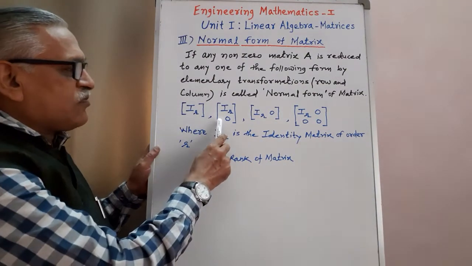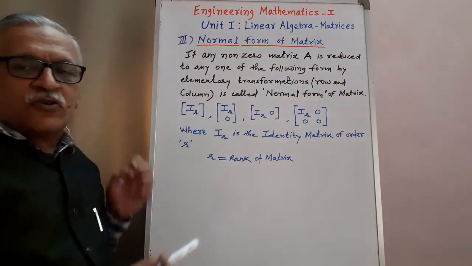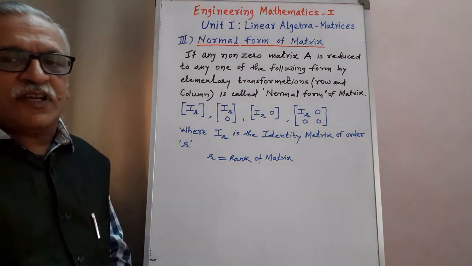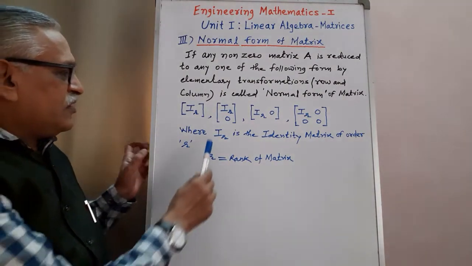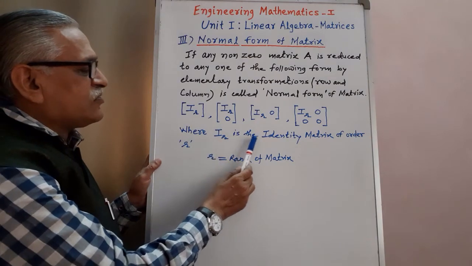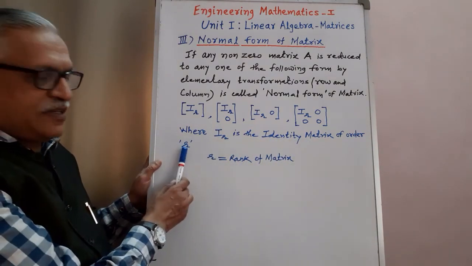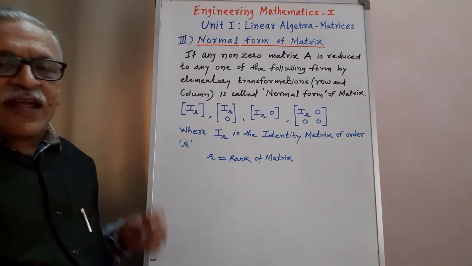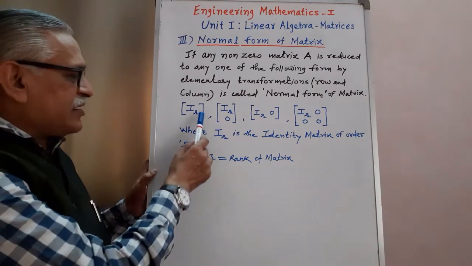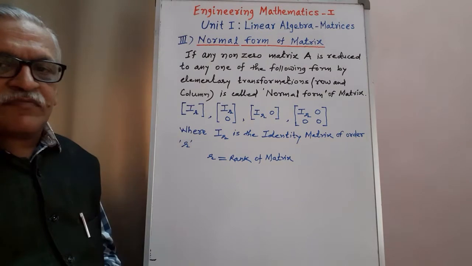To obtain this normal form, we have to apply row as well as column elementary transformations, where I_R is the identity matrix of order R, and R is the rank of the matrix. That R represents the rank of the matrix.